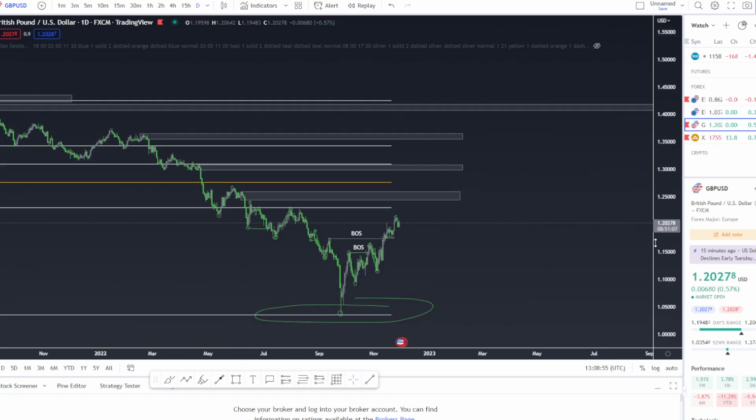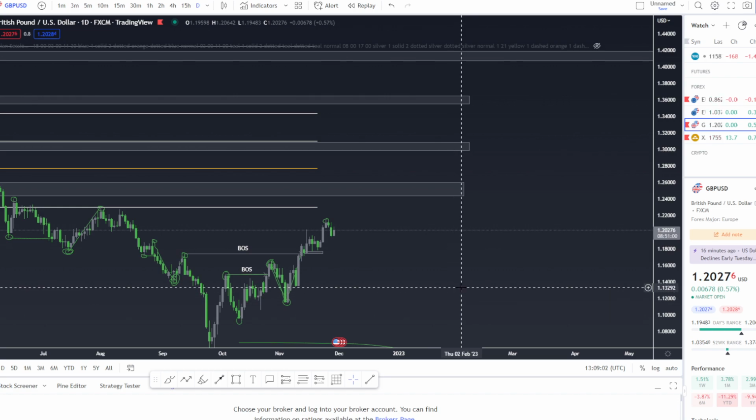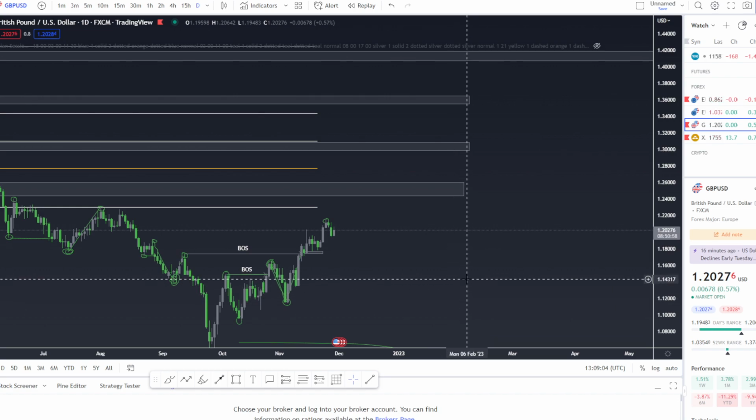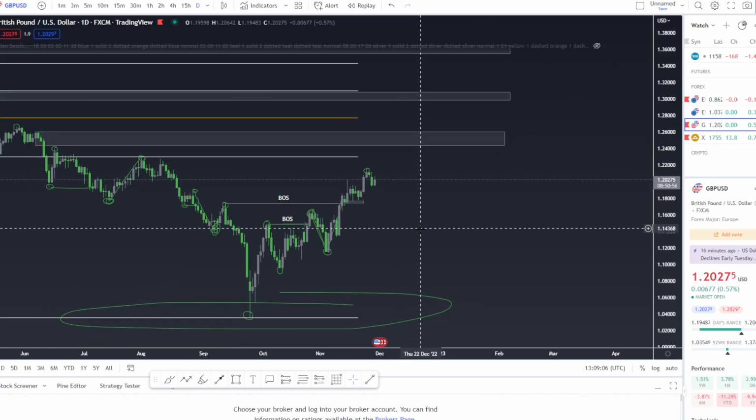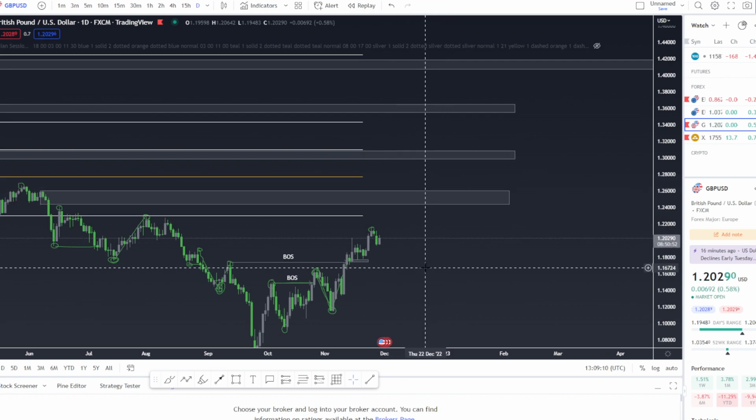So in the meantime, of course, we are looking for... Sorry about that, guys, my mic cut out. But at the moment, we are looking for buys, but only up until these zones are met.